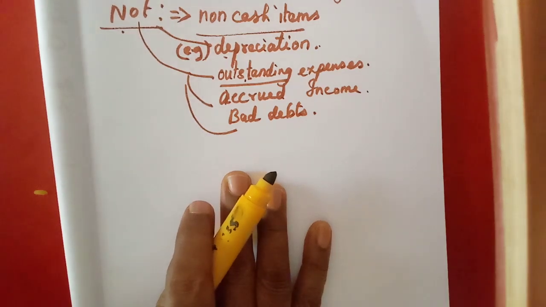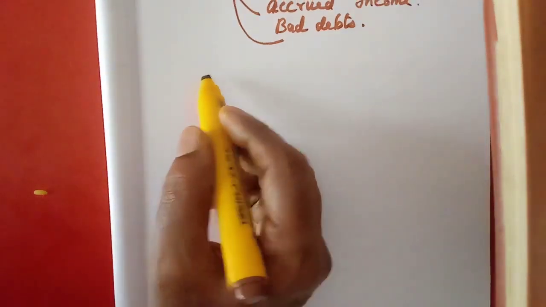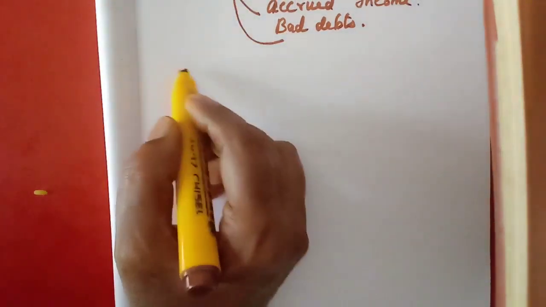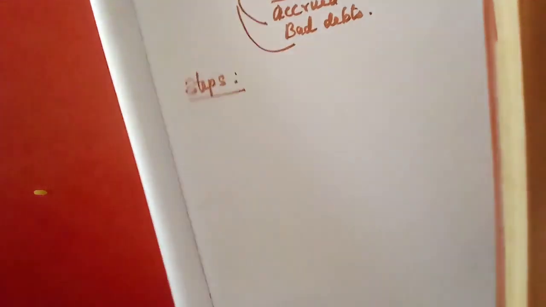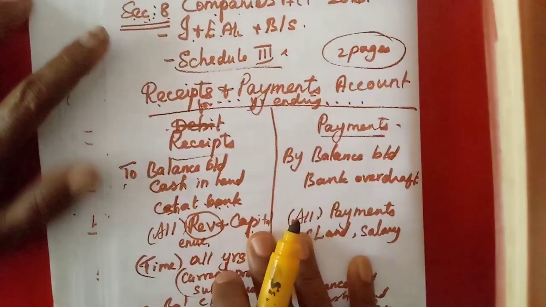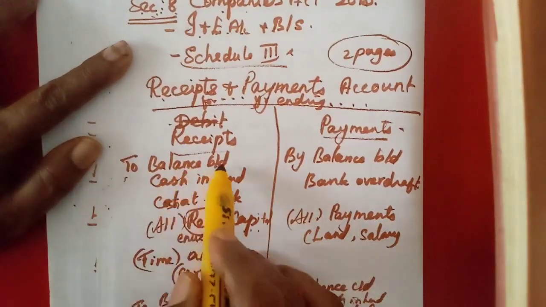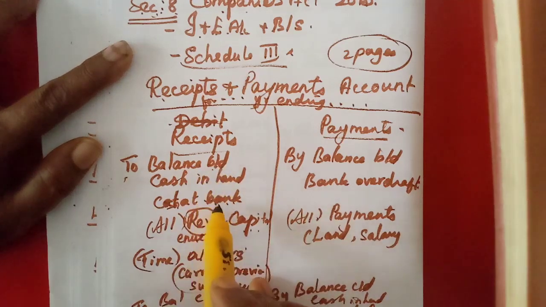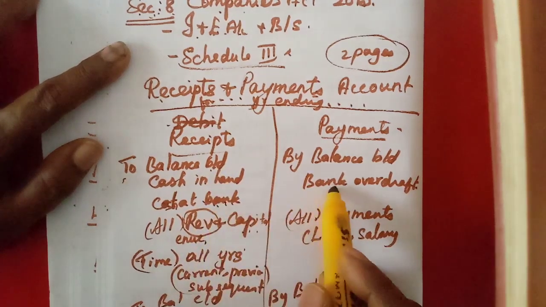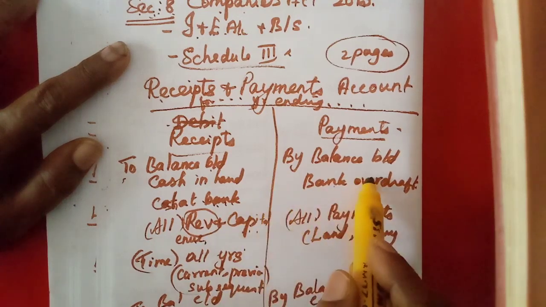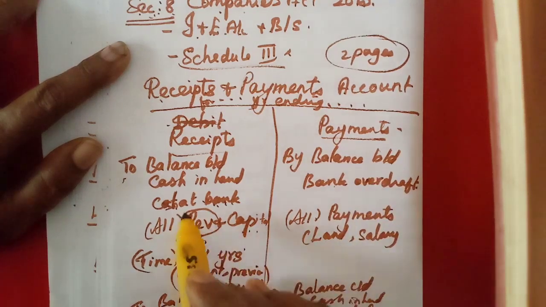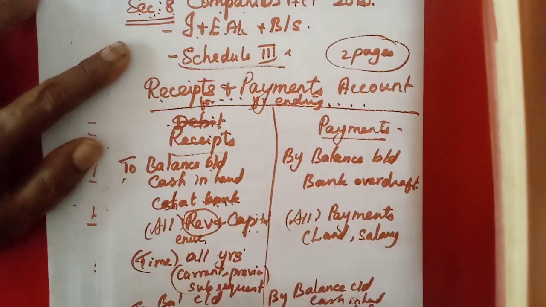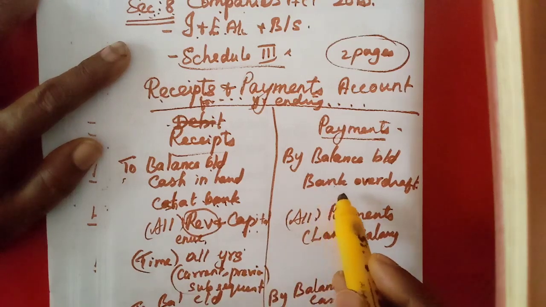So all these things should not be entered in the receipts and payments account. Okay, only this you have to remember. Now we will learn about the steps. What is the first step? First, we should record the opening balance of cash in hand and cash at bank. If it is an unfavorable bank balance, that must be written on the credit side. Then, all the actual cash receipts must be entered on the debit side. All actual cash payments must be entered on the credit side.